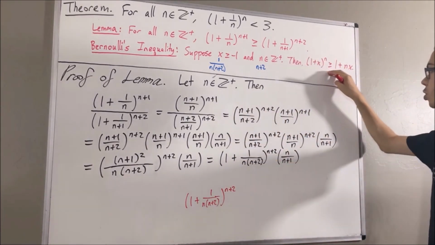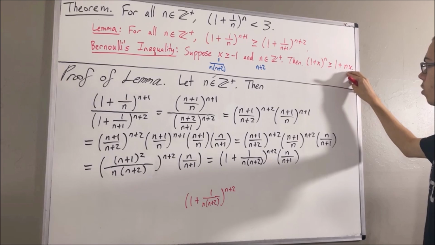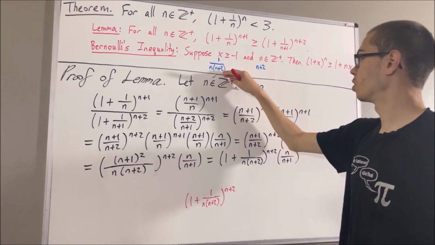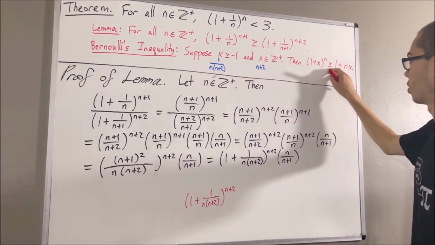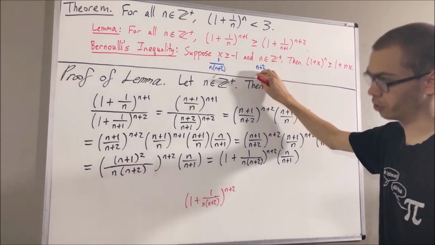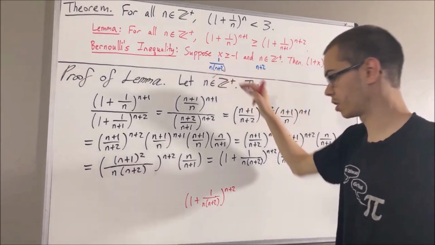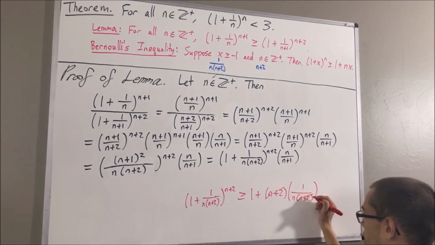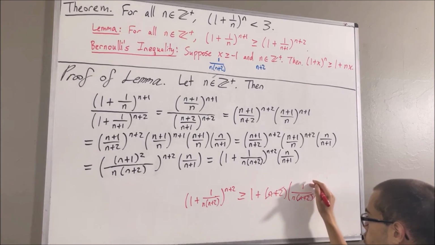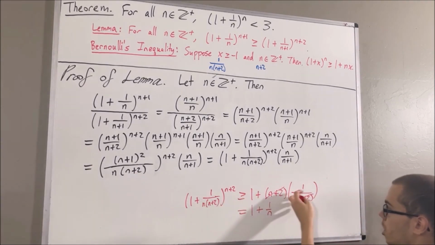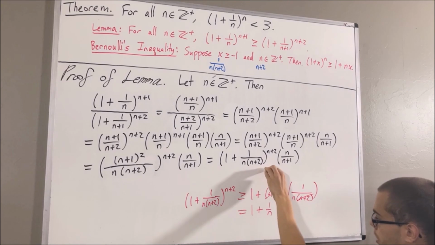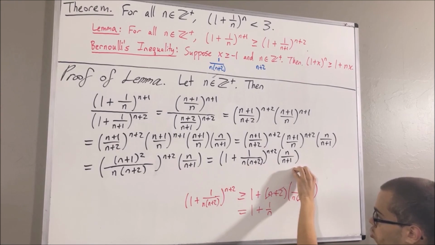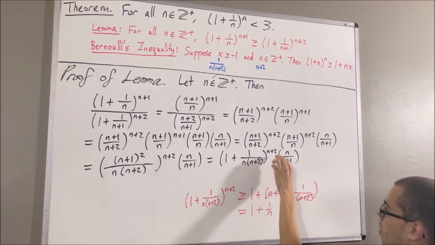And it's greater than or equal to 1 + nx, where we took n to be n+2 and x to be 1 over n times (n+2). So really, this guy is greater than or equal to 1 plus (n+2) times 1 over n times (n+2). From here, we see that the n+2's cancel out, and so this is just equal to 1 + 1/n. So what this tells us is that this guy is greater than or equal to 1 + 1/n, and therefore this entire thing is greater than or equal to (1 + 1/n) times n over (n+1).